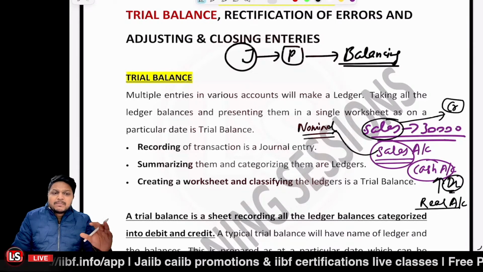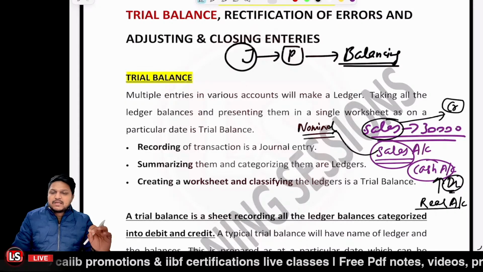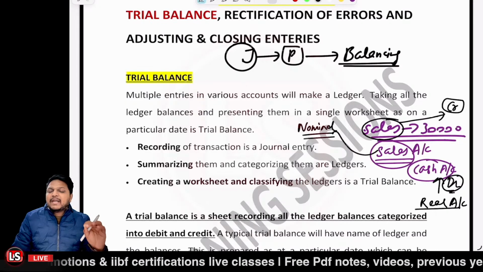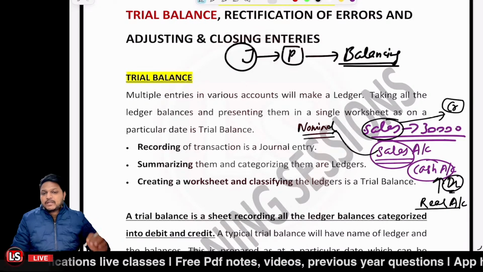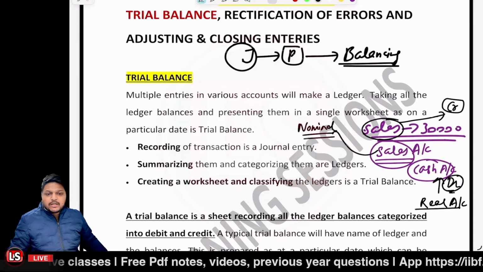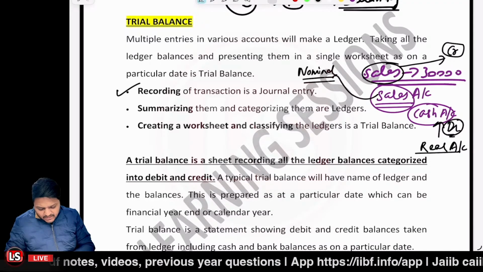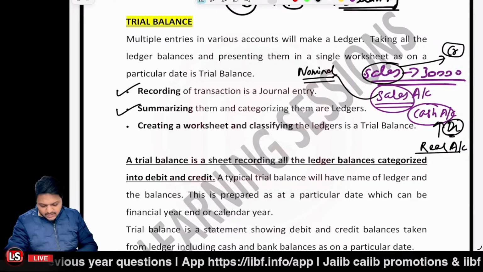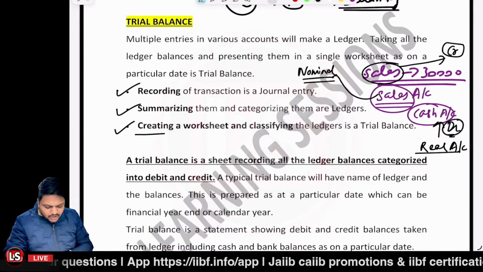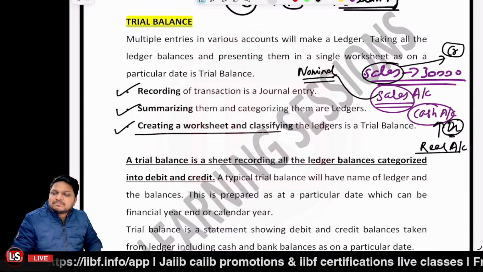And we'll be taking all the balances and presenting them under a single worksheet at a particular time period or particular date, right? And that is the trial balance. So recording is done first of all, then summarizing is done, like we summarize them in the ledger accounts, right? And after that we create a worksheet and we classify the transactions. So this is being done.